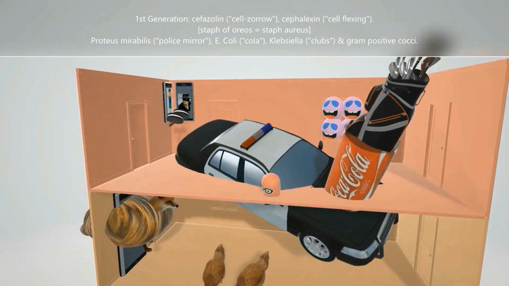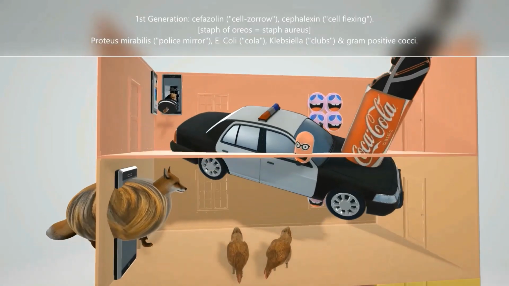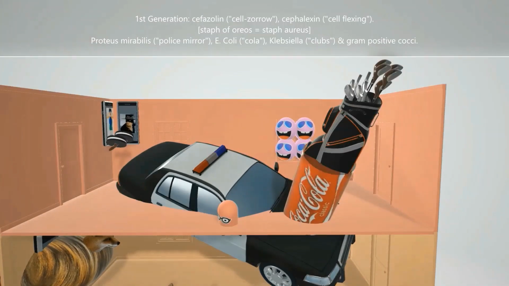Let's take a look over here. So here we see this police car, and there's this bacteria on the mirror over here. Police mirror for Proteus mirabilis. This guy showed up in our Proteus mirabilis video. And on top over here, we see the Coca-Cola for E. coli, which is also a gram-negative rod. And we also see these clubs here for Klebsiella pneumoniae.